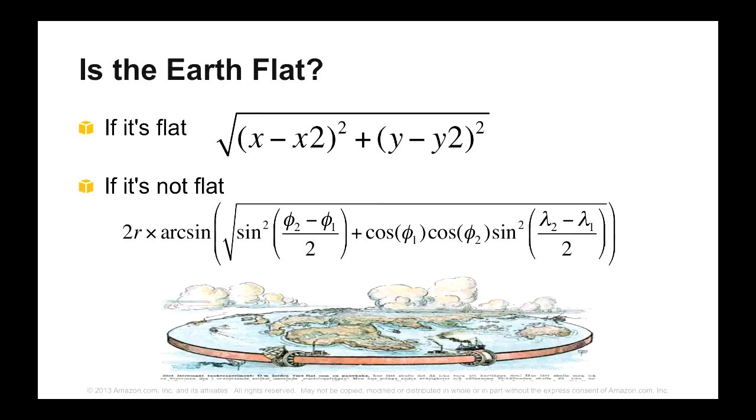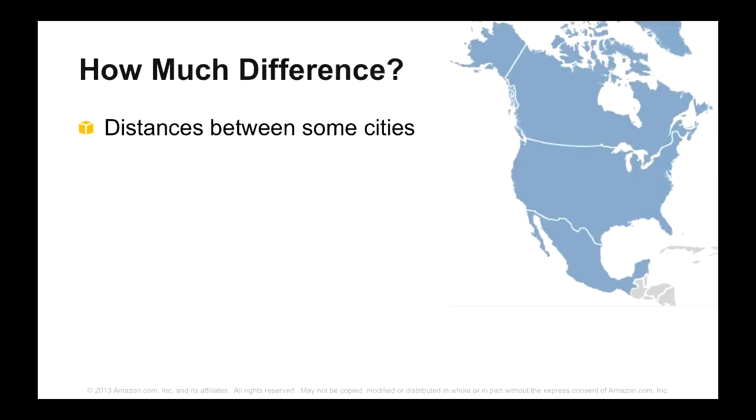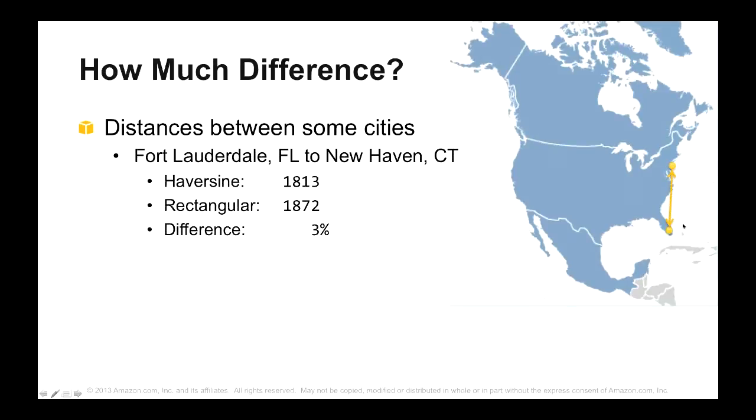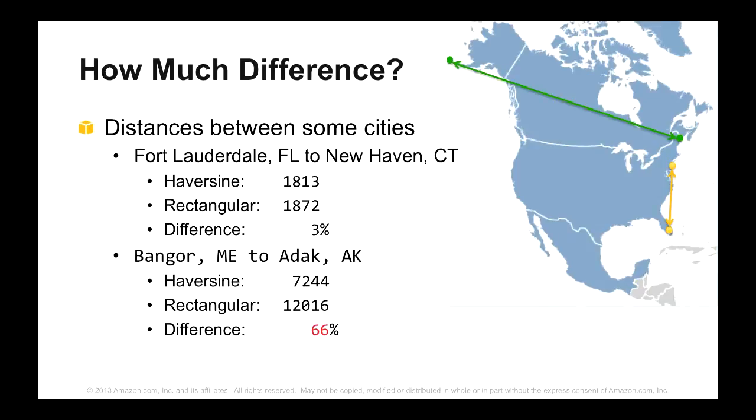So which one do you choose? Well, let's look at the accuracy of those. How much difference does it make if you use the accurate formula versus the quick and dirty formula? If we're going from Fort Lauderdale, Florida to New Haven, Connecticut, you notice that's almost north-south. We only get a difference of 3% between the more accurate and the less accurate method. On the other hand, if we go east-west and a little further north, you can see there's actually a 66% difference between the two computational methods. So, that's something that more people would consider a significant issue than 3%.